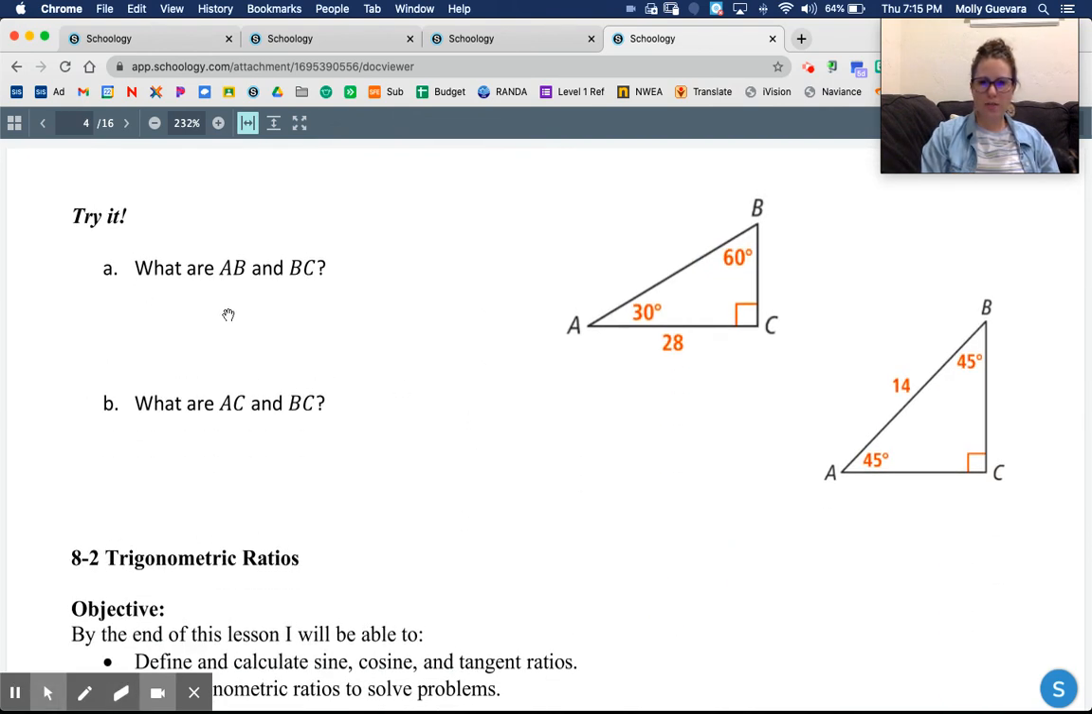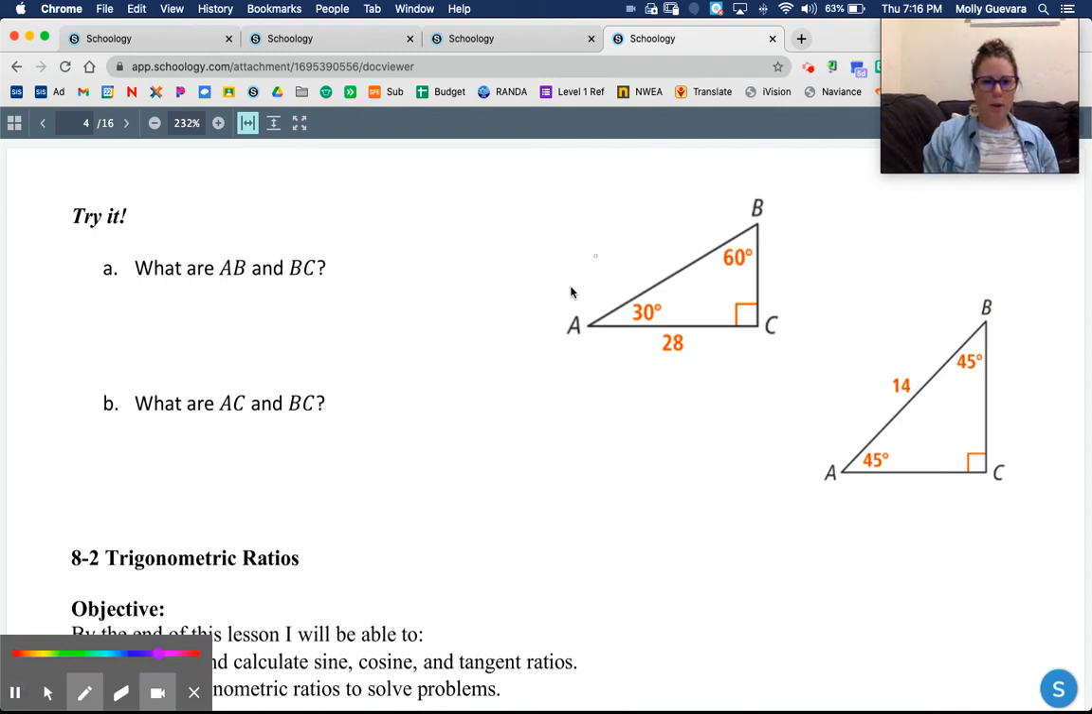So our two try-its: find what is the length of AB? What is the length of BC? And again, if it helps you to write down the pattern, please do so. And then part B says, what is AC and what is BC? So go ahead and hit pause on the video, give it a try, and then when you're done, hit play and we'll look at it.